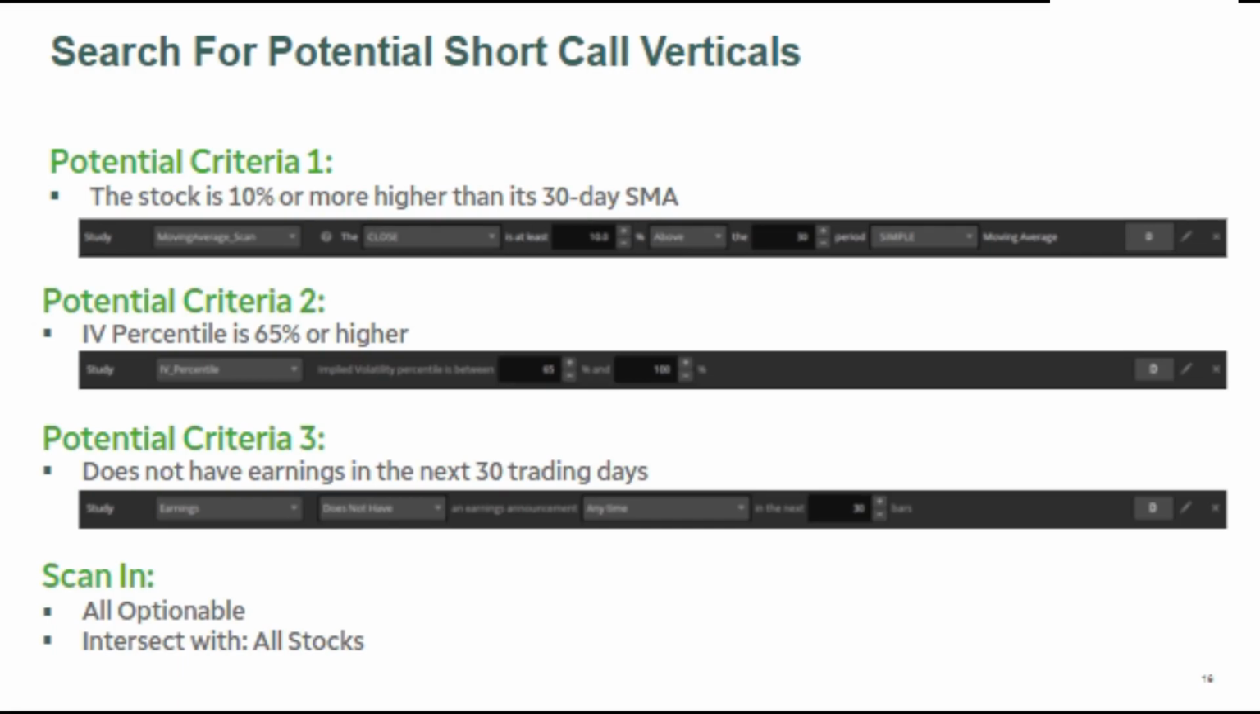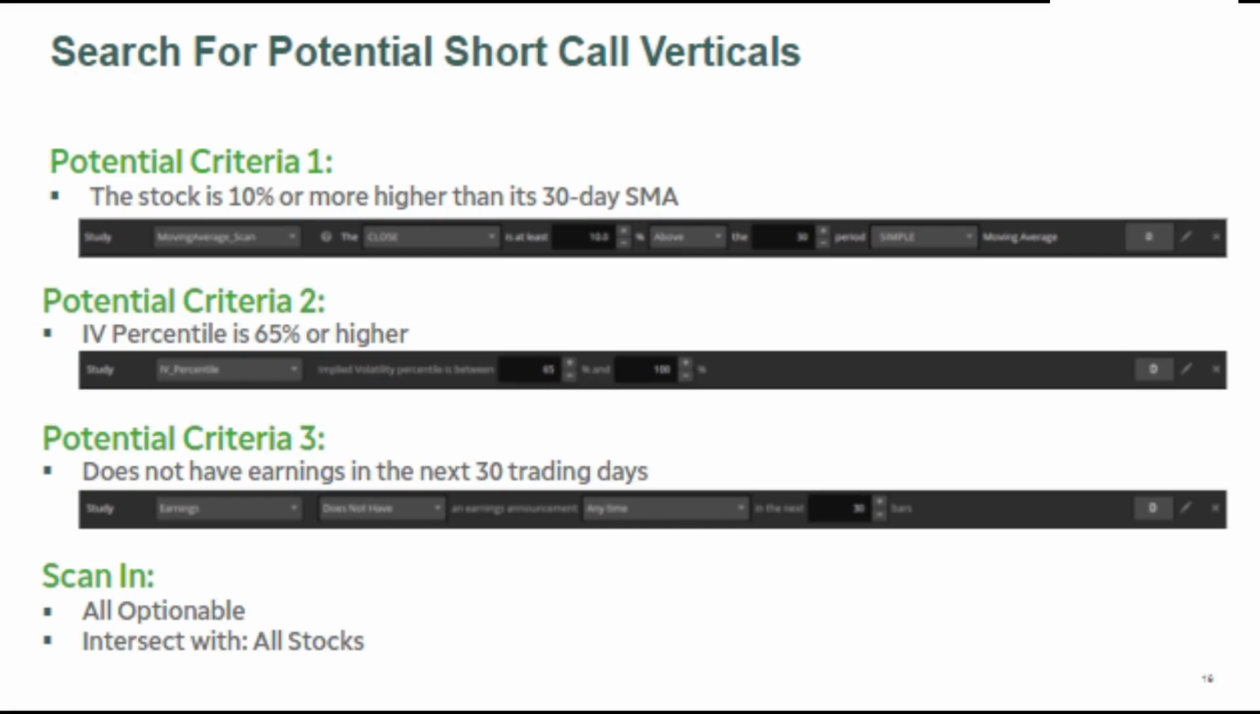So potential criteria number one: the stock is 10% or more higher than its 30-day simple moving average. So we're looking for potential short call verticals. We'll add that as a scan criteria. If implied volatility percentile is 65% or higher, that could be another criteria. Looking for stocks with relatively elevated volatility can sometimes be a good criteria for looking for decent premium in options.